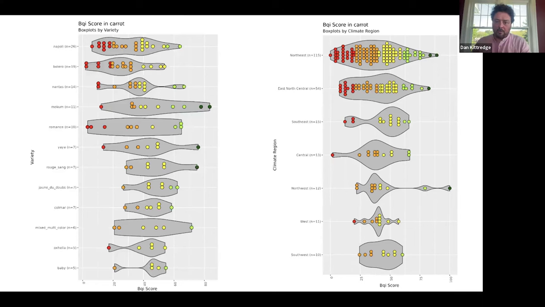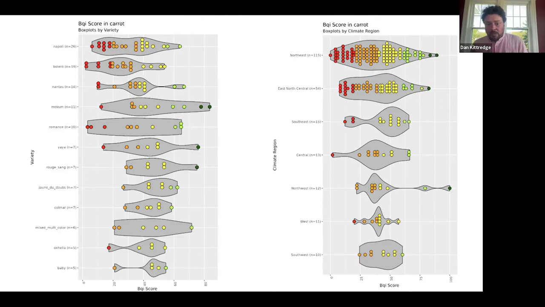The graphic here on the right shows BQI scores in carrot box plots by climate region. This is looking at different soil types and climate zones. These are United States Department of Agriculture blocks. So the Northeast, East North Central, Southeast, Central, these are all defined by the United States Department of Agriculture.